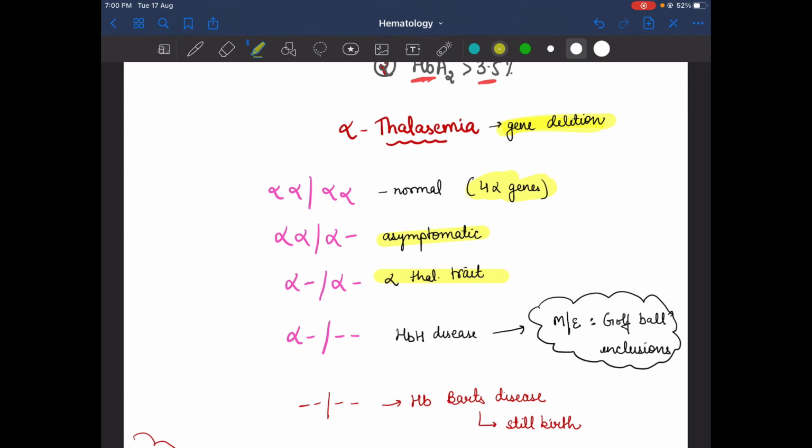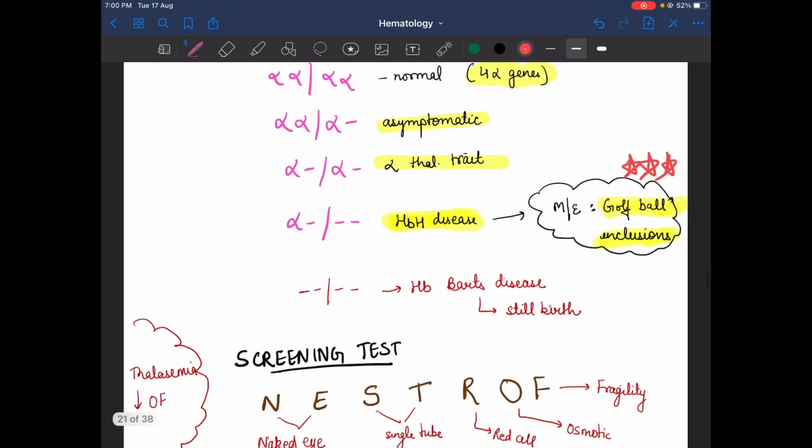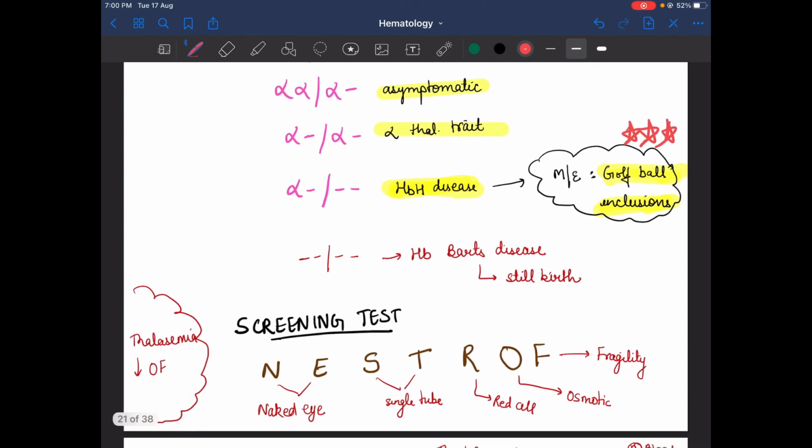And if only one alpha gene is present, then it is HbH disease. On microscopic examination, we find golf ball inclusions. Please remember it: golf ball inclusions are seen in HbH disease. And if no alpha gene is present, then it is known as hemoglobin Bart's disease, Hb Bart's disease.